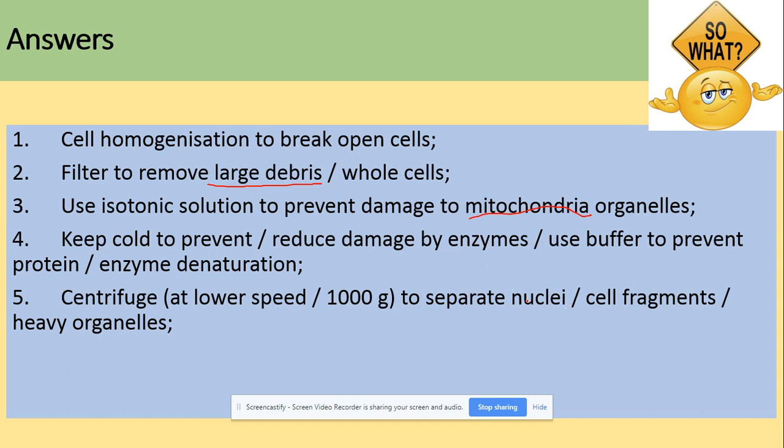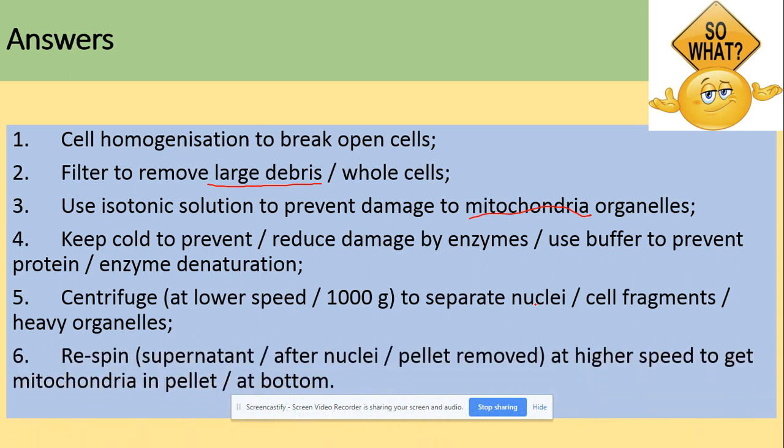So to separate the nucleus, use the lower speed. Okay, and respin at the higher speed to separate the mitochondria, which will be found at the bottom in the pellet.